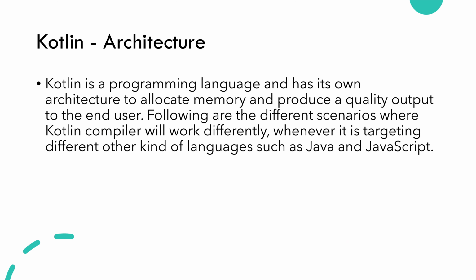Kotlin is a programming language and has its own architecture to allocate memory and produce a quality output to the end user. Following are the different scenarios where the Kotlin compiler will work differently whenever it is targeting other kinds of languages, such as Java and JavaScript.